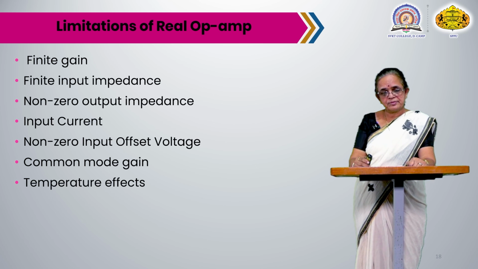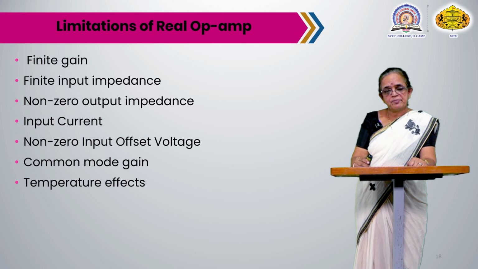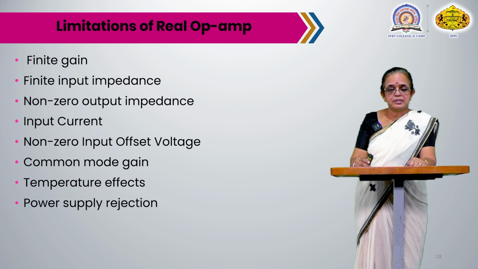Temperature effect. For an ideal op-amp, though there is a change in temperature, there is no drift, but in a real op-amp, all these parameters are affected by temperature. Then power supply rejection. Ideally, there should not be any change due to a change in the supply voltage, but for a real op-amp there is a power supply rejection effect.